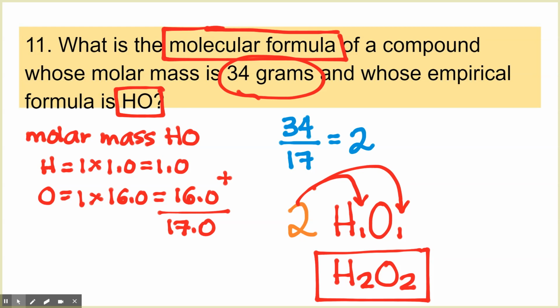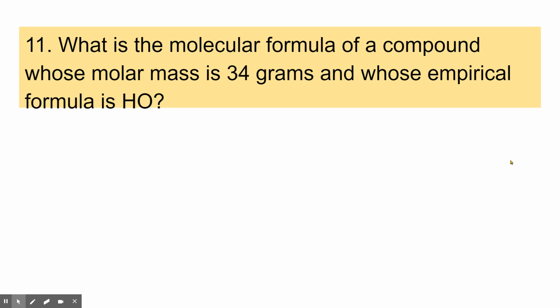So again, just grab the molar mass of the given empirical formula, get the molar mass of the molecular formula, divide it, find that number, and use that number to multiply the subscripts of your empirical formula. And that's how you get that answer right there. All right, good. Let's look at number 12.